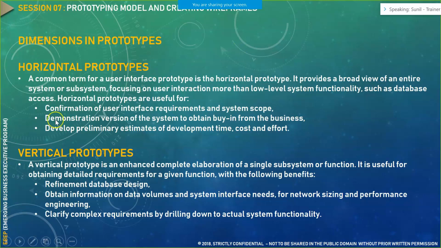Whatever screens you develop at a top level are essentially known as horizontal prototypes. These horizontal prototypes are the ones which essentially go into your BRD, the business requirement document. And vertical prototypes are the detailed version of horizontal prototypes.